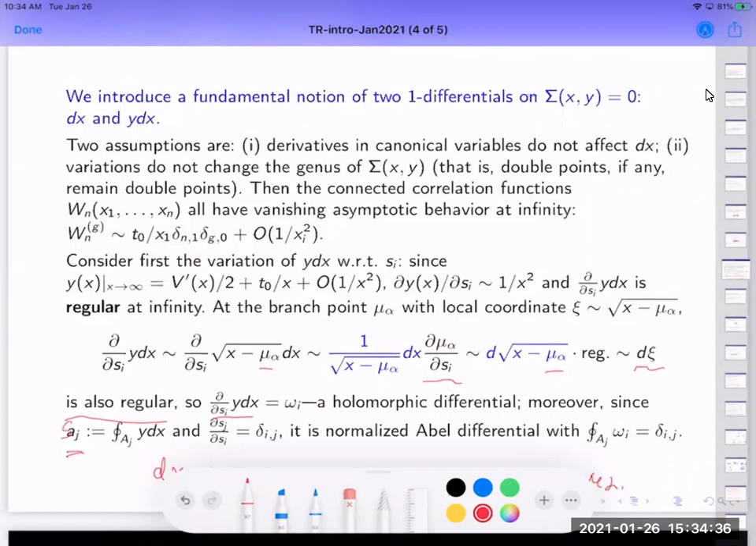Filling fractions as independent variables, then it's not just a holomorphic differential, it's the abelian canonically normalized differential. So the derivative of these expressions gives an Abel differential, which is pretty much funny.